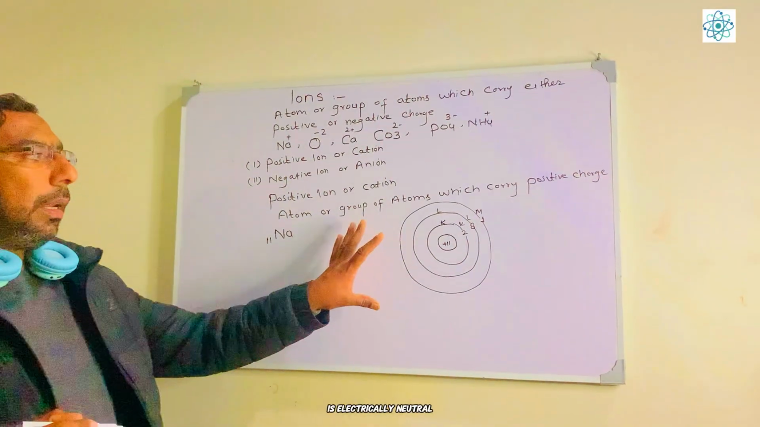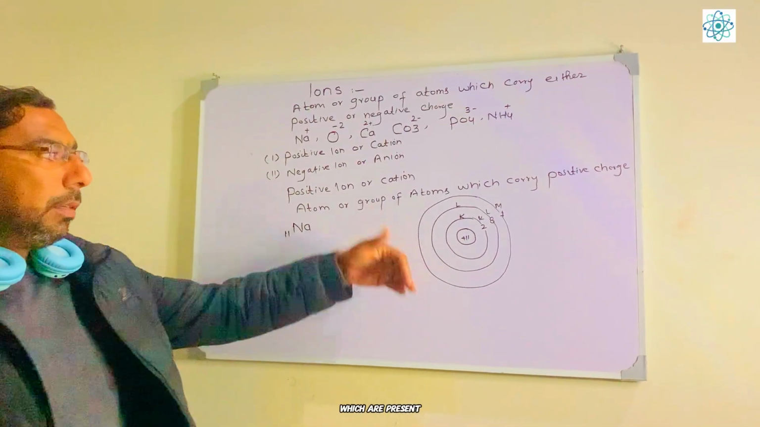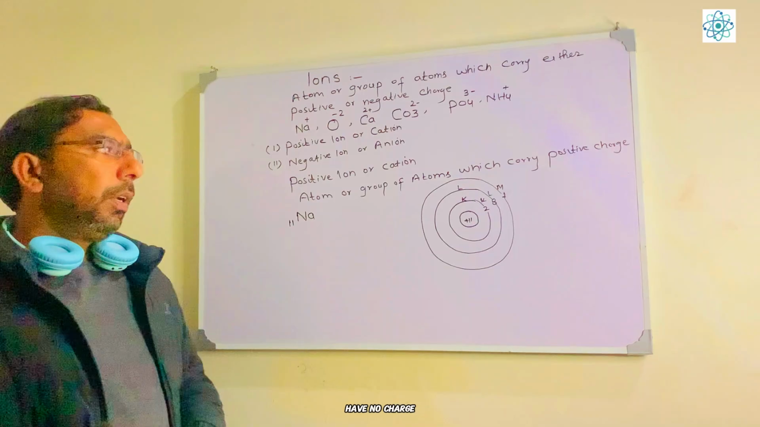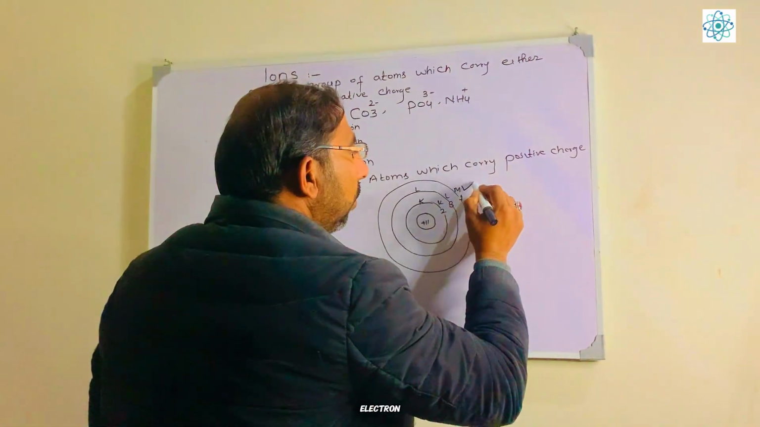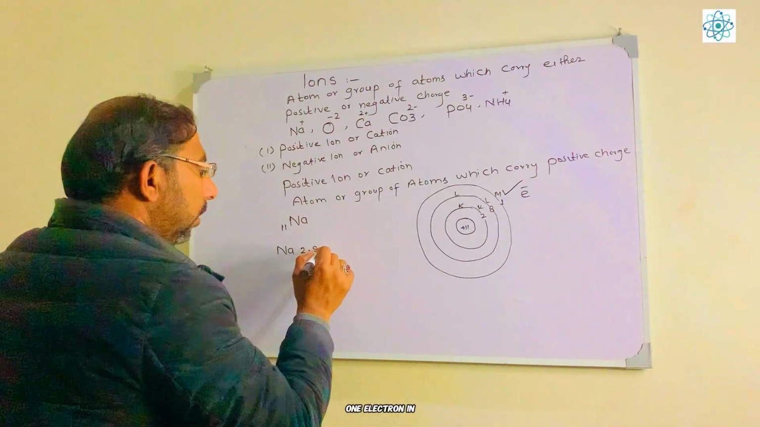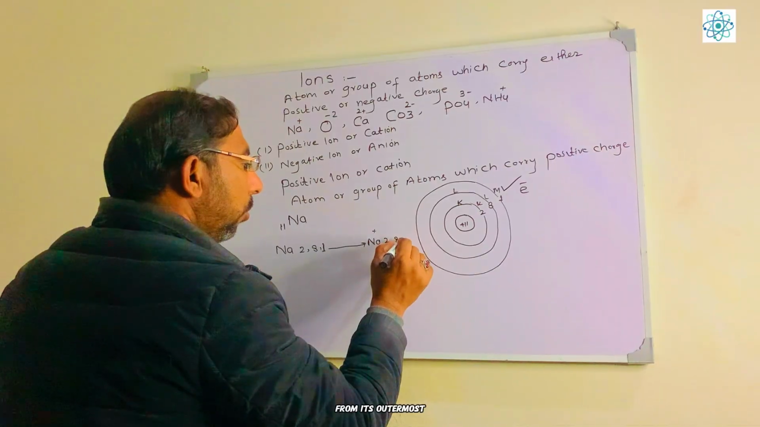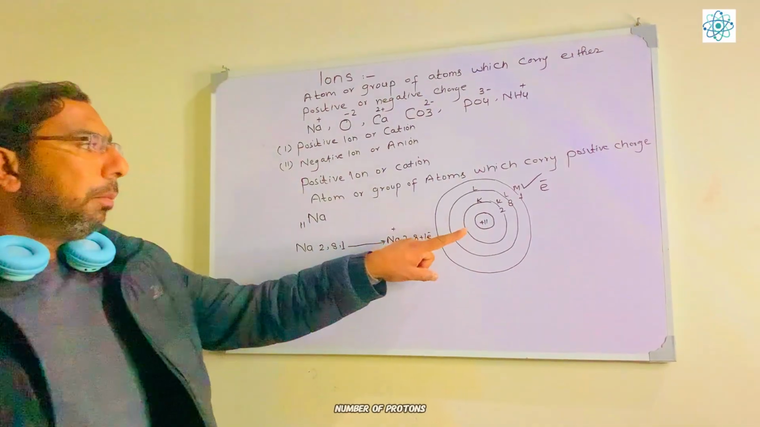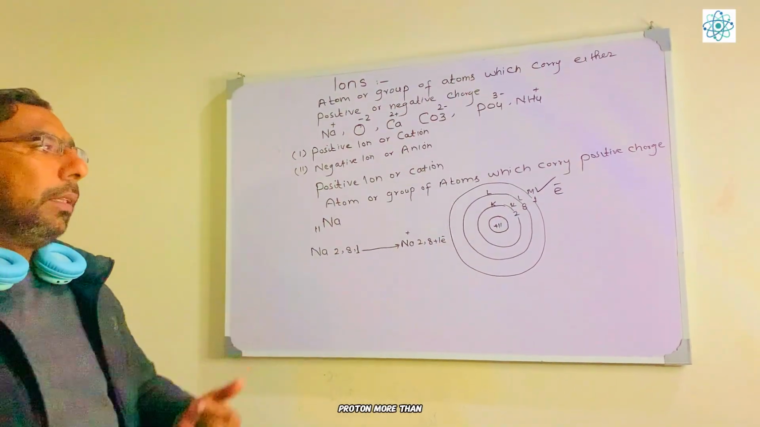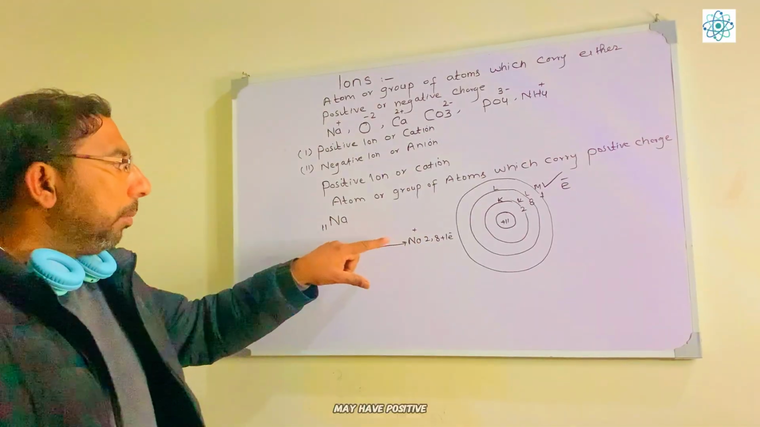We can see that sodium is electrically neutral because it has 11 protons within the nucleus and 11 electrons outside the nucleus, and the number of positive and negative charges are equal. That's why it has no charge. When we remove or knock out the electron from its outermost shell, sodium has one electron in its outermost shell, and when sodium loses that electron, the number of protons is 11 but the number of electrons remains 10. It has one proton more than electrons. Because one proton is higher than the electrons, it has a positive charge.